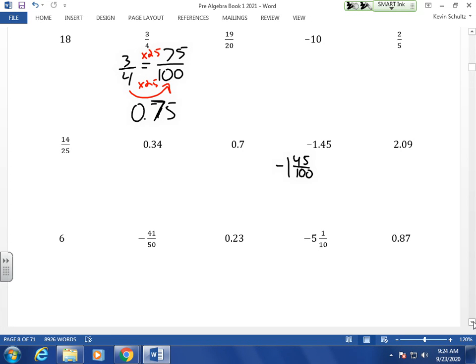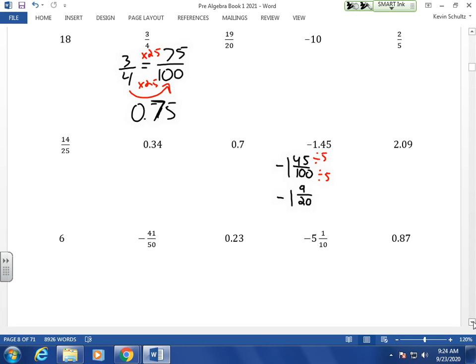Yeah, divide by 5. Okay, so I'll do that. The -1 doesn't change because we aren't simplifying that. That's -1 whole. But then 45 divided by 5 is 9. 100 divided by 5 is 20. -1 and 9/20 would be your answer as a mixed number.